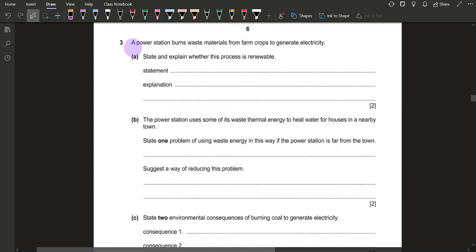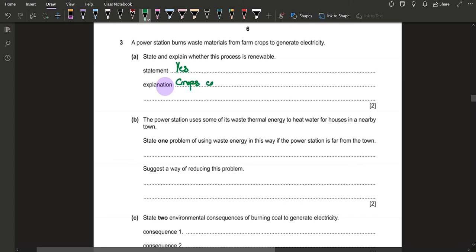Question number 3. A power station burns waste materials from farm crops to generate electricity. Part A says, state and explain whether this process is renewable. So our statement is going to be yes. And the reason is that crops can be grown again, and then we will get the waste materials again and again. It's just an endless cycle. So it's a renewable method. So we can just write that down here.